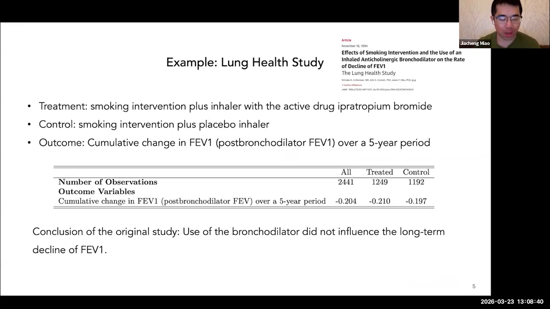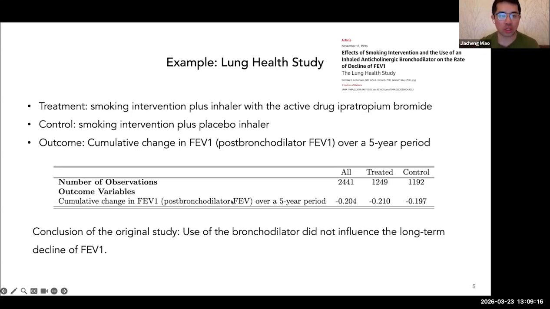So here I will give you one example about one study that we have in hand. It's called the Lung Health Study. It's a randomized clinical trial from 30 years ago. I think this is a very interesting trial. The treatment group received smoking interventions plus an inhaler with some active drug prescription. And the control group received smoking interventions plus a placebo, but not the actual drug.